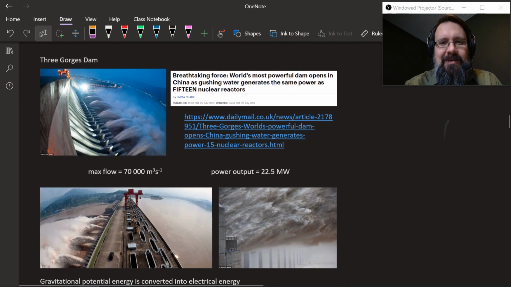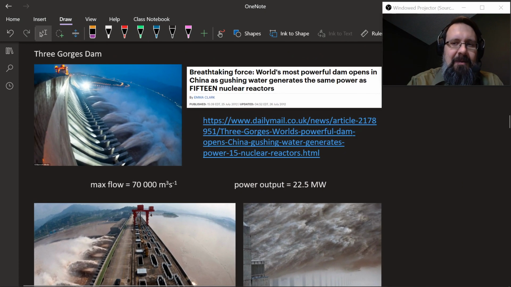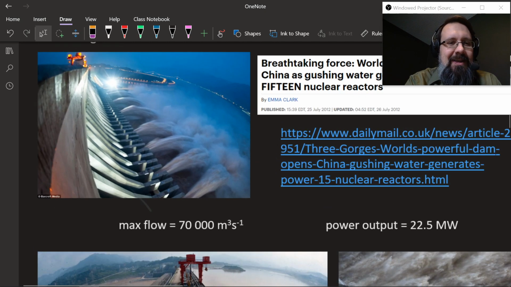Okay, I'm going a little bit slow, so maybe I can speed things up here. All right, let's talk about the Three Gorges Dam. This is one of the largest hydroelectric dams in the world. This is in China, and I just saw this article, and this is the link to it, but I just saw this headline and I thought it was awesome. "Breathtaking force. World's most powerful dam opens in China as gushing water generates the same power as 15 nuclear reactors." So this thing is just ridiculous.